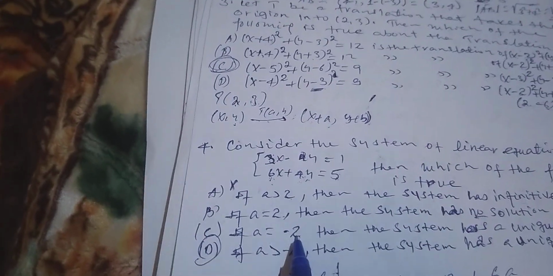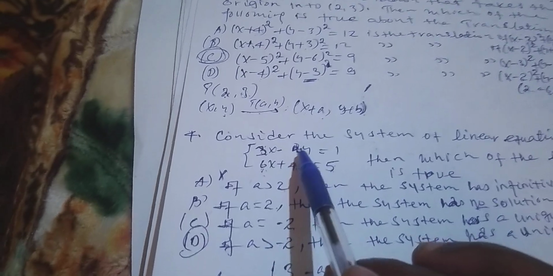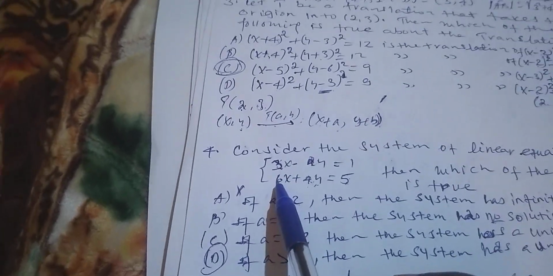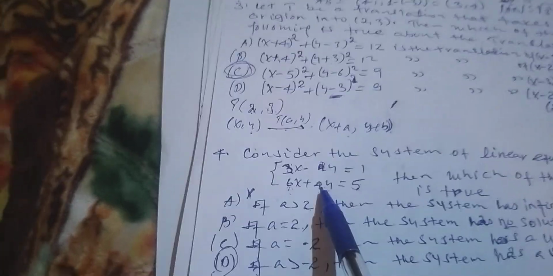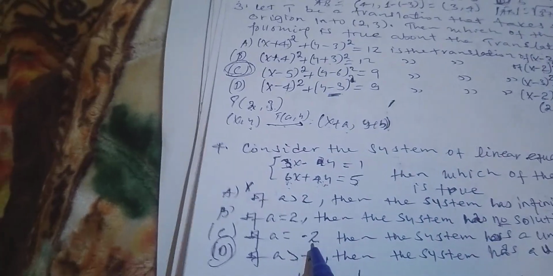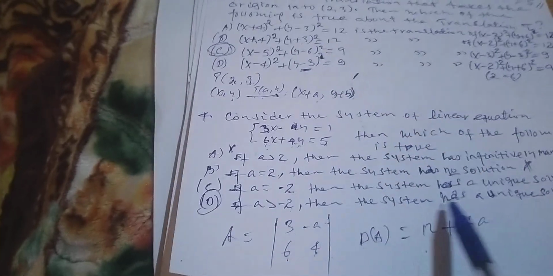If a is equal to negative 2, 3 over 6 is 1 over 2. Negative of negative 2 is 2 over 4. 3 over 6 and 2 over 4 are the same. If it is the same, the system has no solution. But it says the system has a unique solution. So C is false.